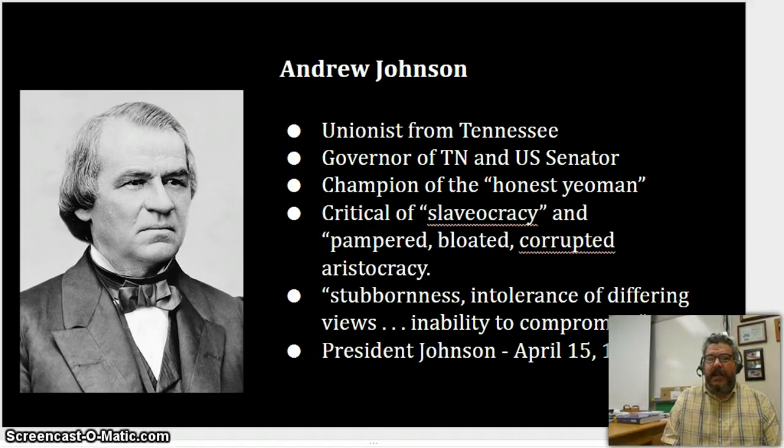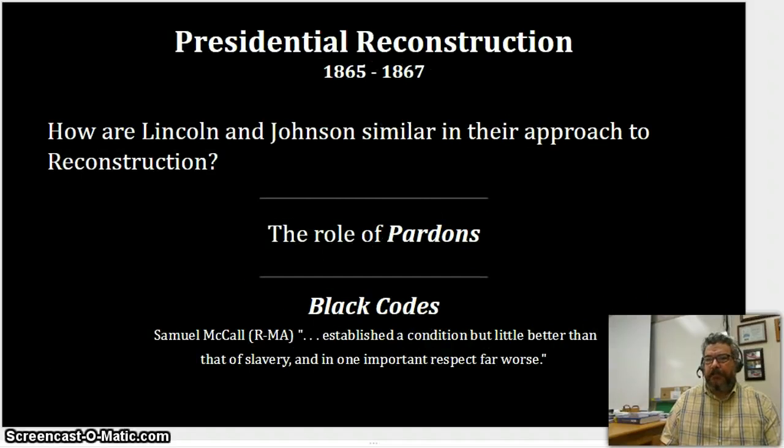However, he does not possess many of the characteristics that Lincoln possessed, and that's going to cause him some problems. He's known for stubbornness and inability to compromise. He's not going to take well and play nice with a Republican Congress when he starts getting down to the dirty business of Reconstruction. But all that aside, he is going to be the new president. He's sworn into office the very day that Lincoln dies, on April 15, 1865. And so now the issue of Reconstruction will land squarely in the lap of Andrew Johnson.